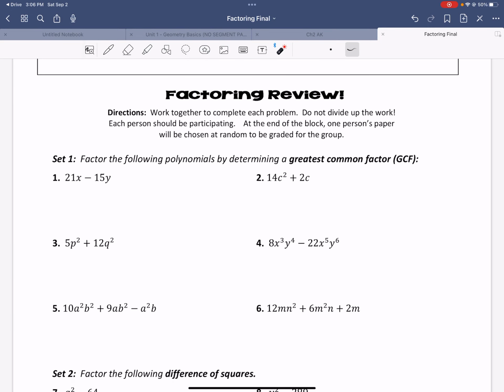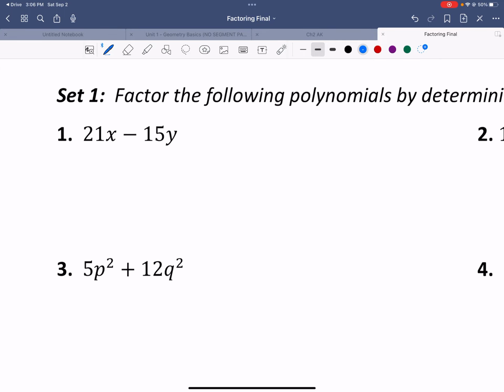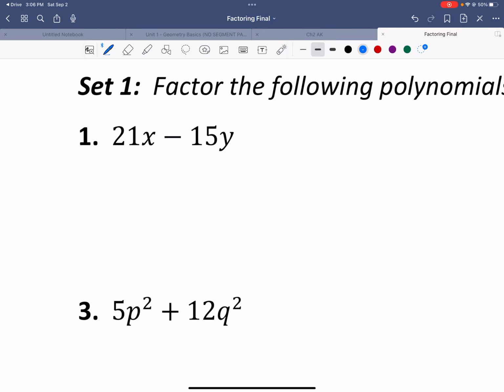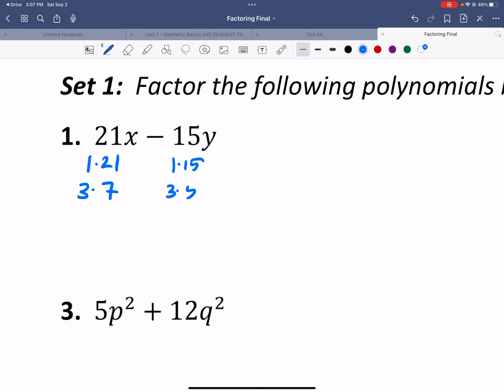Greatest common factor. Well, there are so many ways that we can do greatest common factor, but I don't use this one, but I'll show you what I can do here. I'm going to find the greatest common factor of 21 and 15. So let me find factors of 21. It's going to be 1 times 21, 2 does not go in there, so 3 times 7, and that's about it. For 15, it's going to be 1 times 15 and 3 times 5.